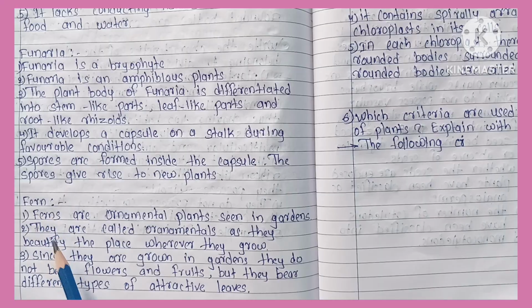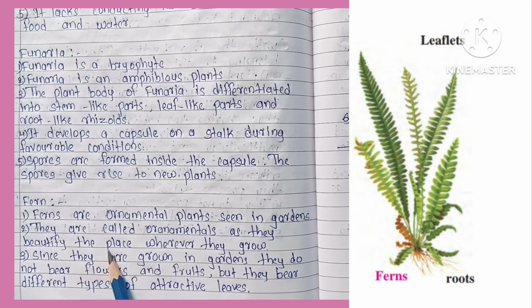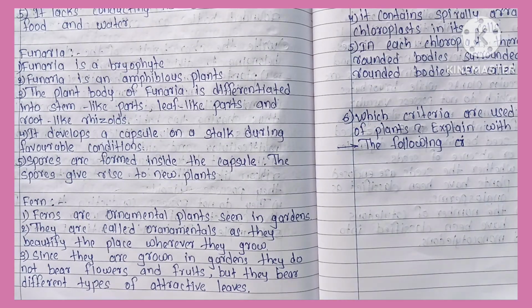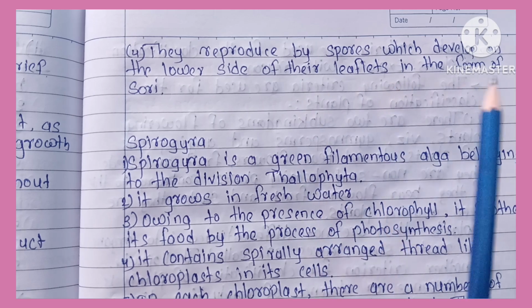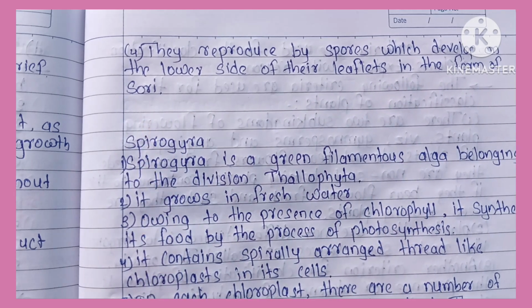Next, Fern. Ferns are ornamental plants seen in gardens. They are called ornamentals as they beautify the place wherever they grow. Since they are grown in gardens, they do not bear flowers and fruits, but they bear different types of attractive leaves. They reproduce by spores which develop on the lower side of their leaflet in the form of sori.